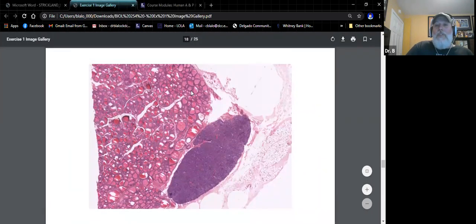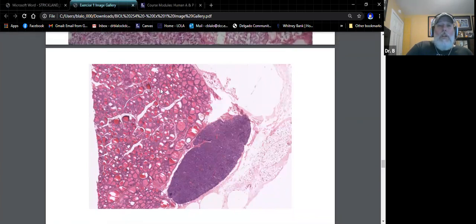Now, this slide here shows both, right? All of this over here is all thyroid tissue, and this right here is parathyroid.